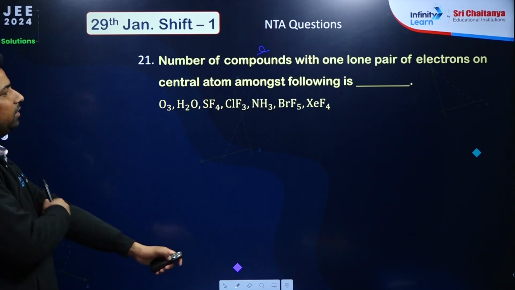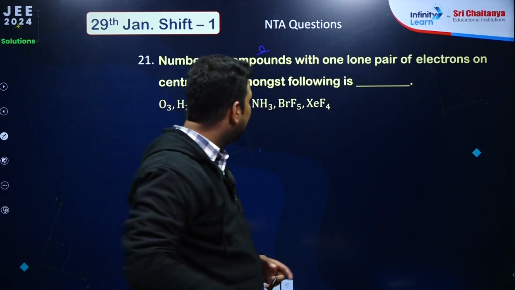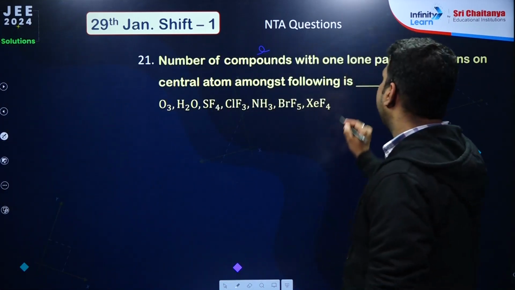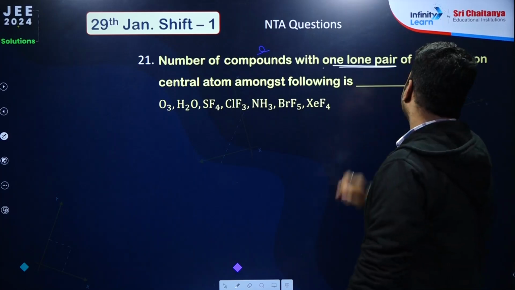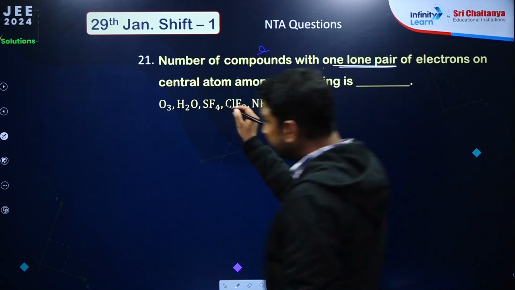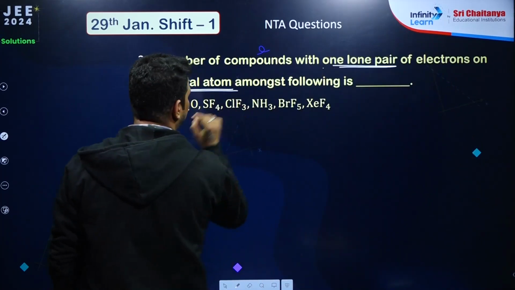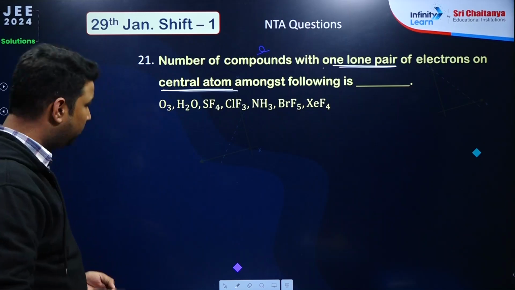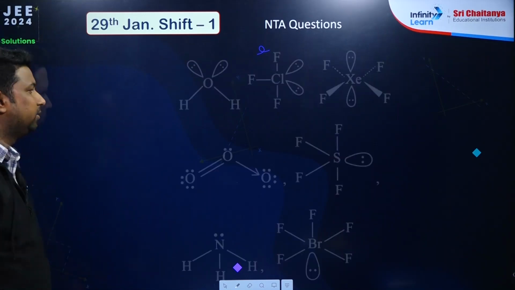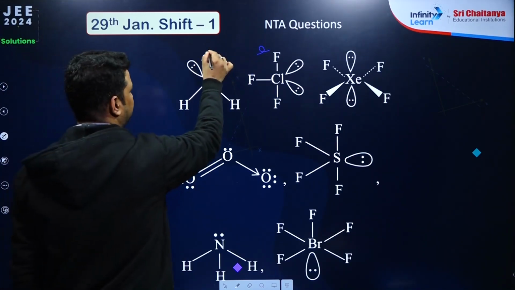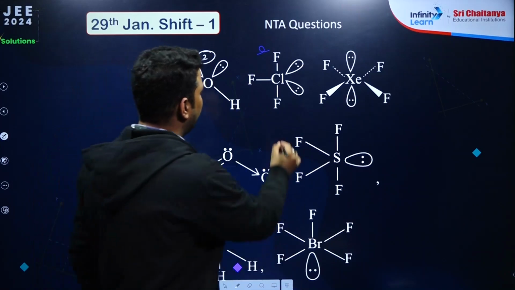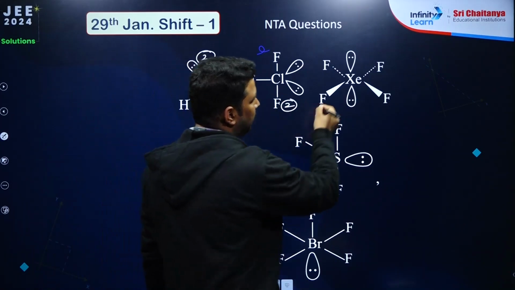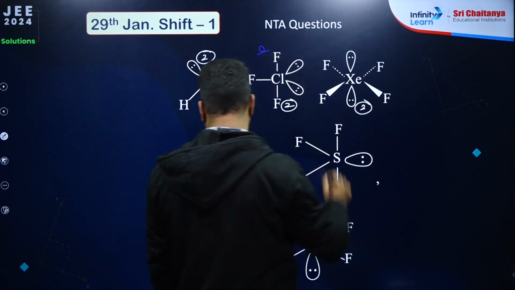Come to the next question. Question number 21. The number of compounds with one lone pair of electrons at the central atom only. You have to check at the central atom only. Okay. So now we have the structures. Water has two lone pairs. ClF3 has two lone pairs. XeF4 has two lone pairs.